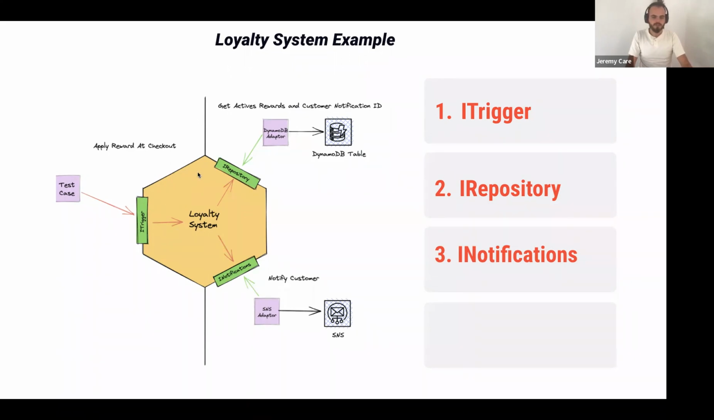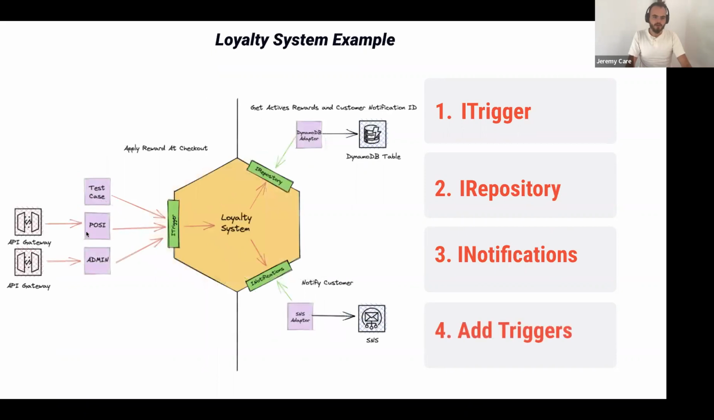So we have three entities: the use case that calls the trigger, the loyalty system that handles the data and takes a decision, repositories to store the data and retrieve it, and notification to send a notification. And at the end, you create your different primary adapters. That could be an API gateway or a specific one for admin. If you have an admin panel, you need to do specific operations.